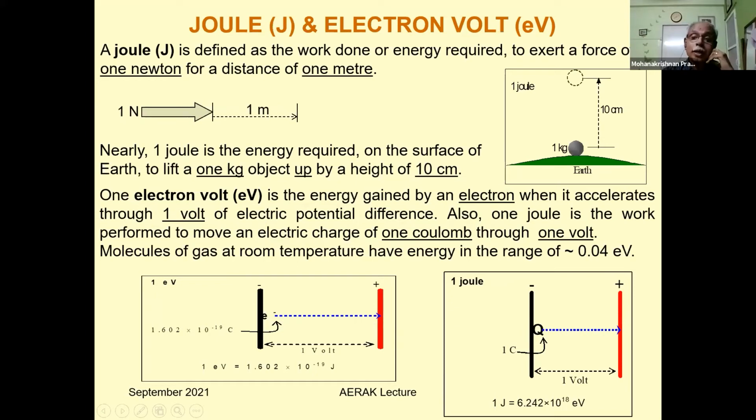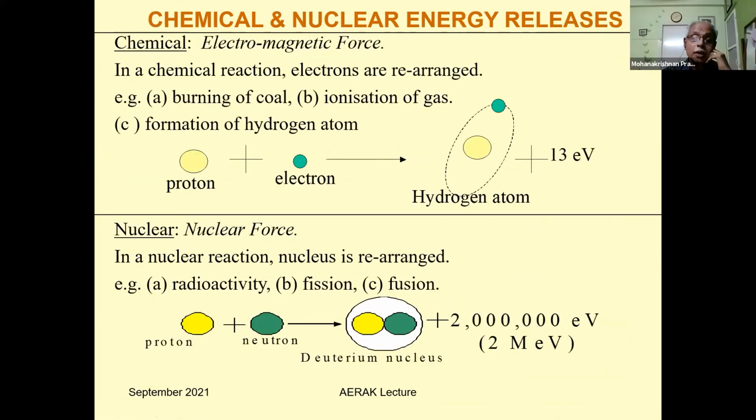Two important numbers, which are remembered by all physics students, are the following. If you combine a proton with an electron, you get the hydrogen atom, and 13 eV of energy is released, because that is the binding energy of the electron with the proton. These are the typical energies of chemical reactions.